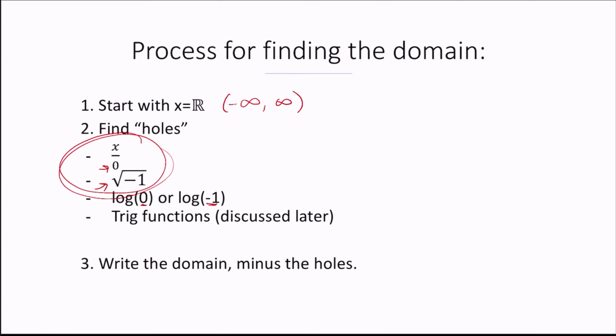And then we write down the domain minus the holes. So going from left to right, starting at negative infinity, we go until we get a hole, write the endpoint for that, and then start at the next available point and go on skipping the holes until we get the entire domain. And that's it.